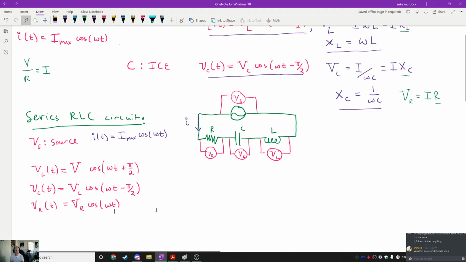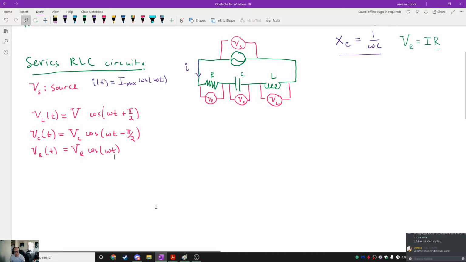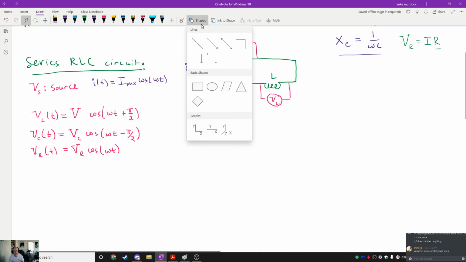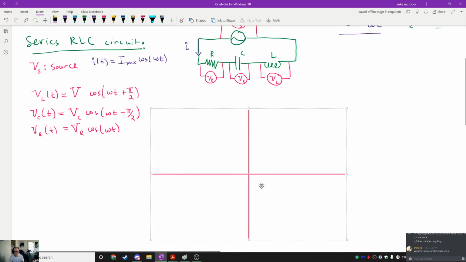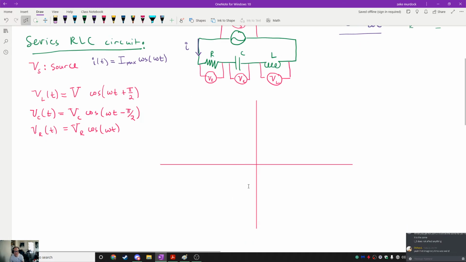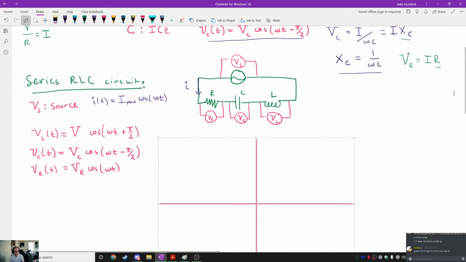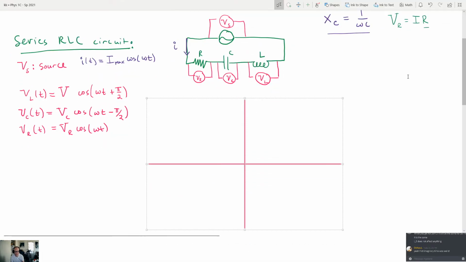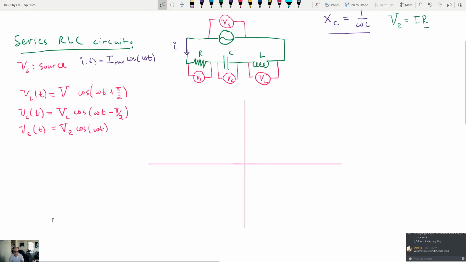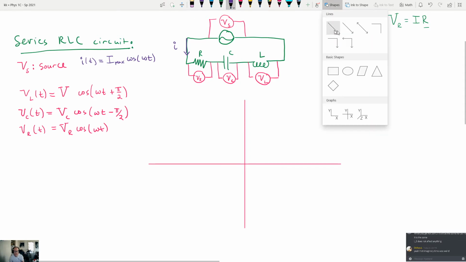Okay. So now in order to analyze this circuit, we're going to use the kind of technology that we used last time, which is our phasor diagrams. So we'll start off with coordinate axes. And now we're going to draw our phasors in. We'll start off with a phasor to represent the current. We'll use purple for that.